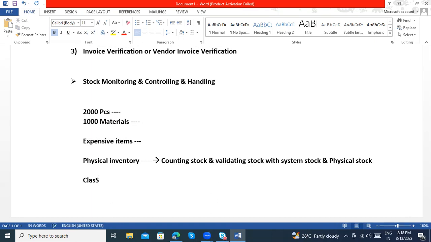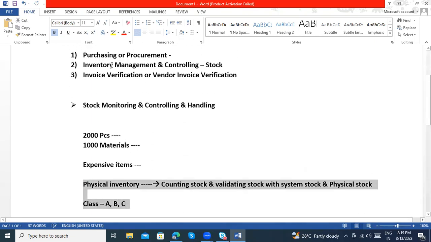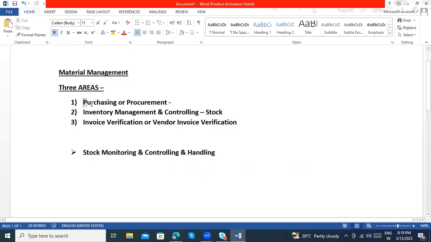That depends on the class, so we divide items into A, B, C categories, and the counting is done by category. We have this process in SAP. Physical inventory also comes under inventory management and control. I'm just giving the idea of what we'll be doing in material management and what areas will be covered. Going forward, we'll discuss each and every point in depth.